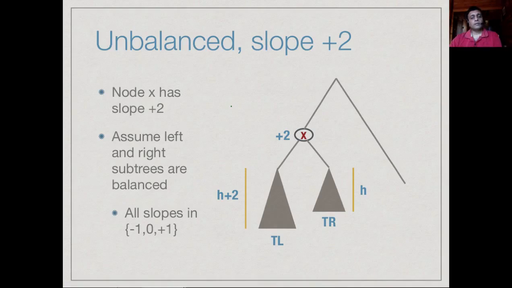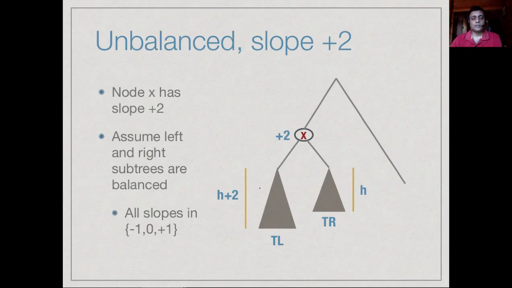So here is a typical situation that we would reach after a single operation which removes the balance. We might have a node which has slope plus 2 or minus 2. Let's look at plus 2; minus 2 will turn out to be symmetric. So we have a node which we call x, which has slope plus 2, and what it means is it has a left tree and a right tree such that the height of the left tree is 2 more than the height of the right tree.